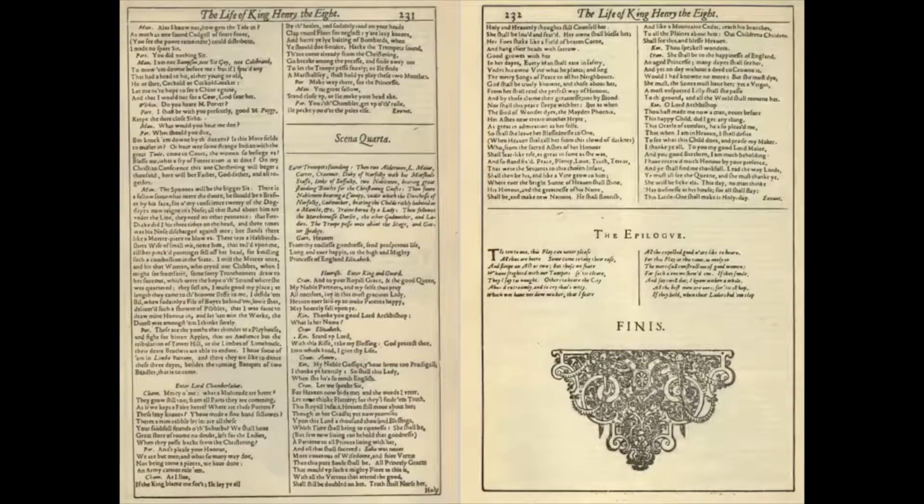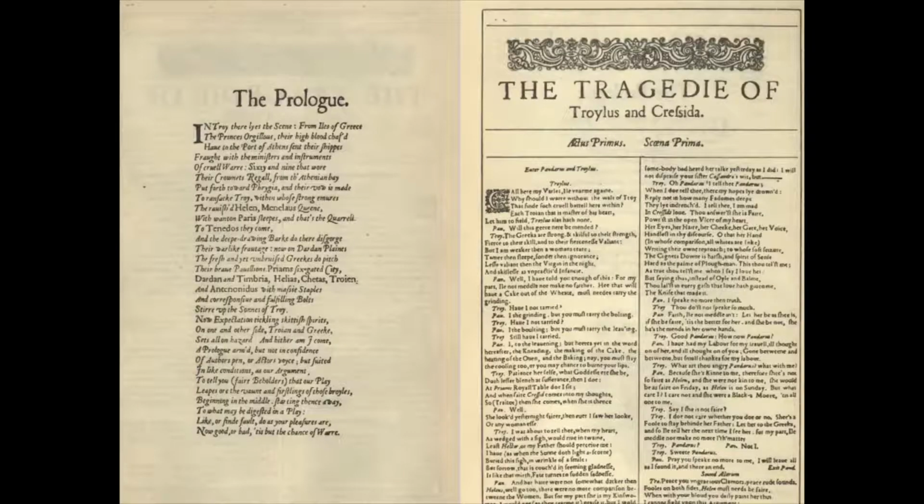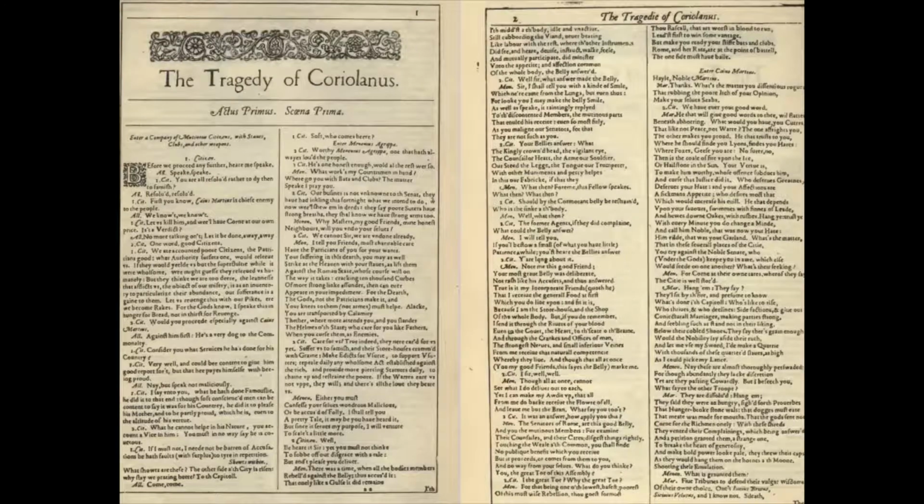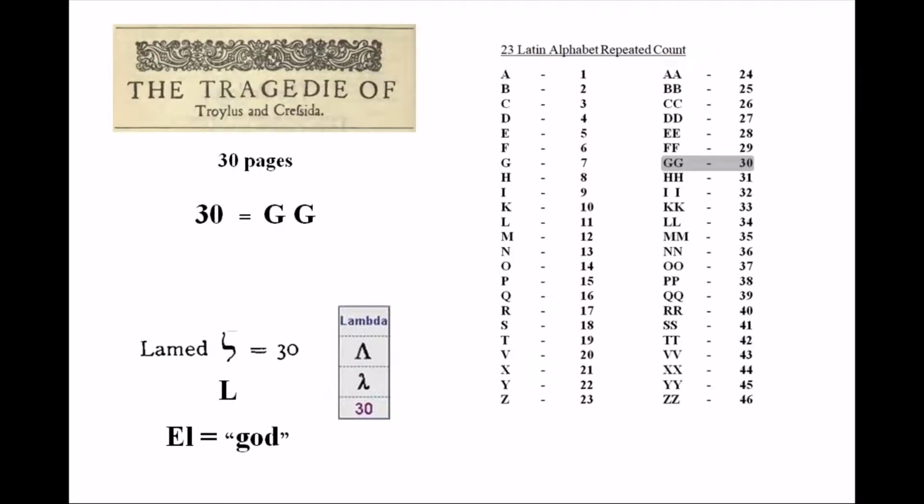If we count all the pages after 232, where the pages start to go blank, it's 30 pages. And then the pages start over at 1. So it's 30 pages total. 30 equals GG using the repeated count. I go over the meaning of GG in my previous video. It means God. Also in Greek and Hebrew, the letter L is equal to 30. The word L in Hebrew means God. Also, if we're talking about a secret group like the Freemasons being involved, GG could stand for God and Geometry.